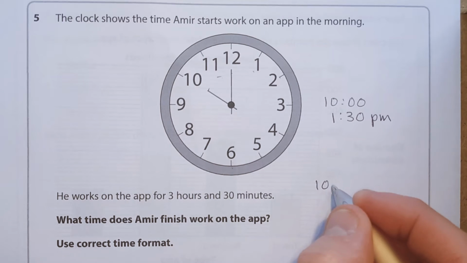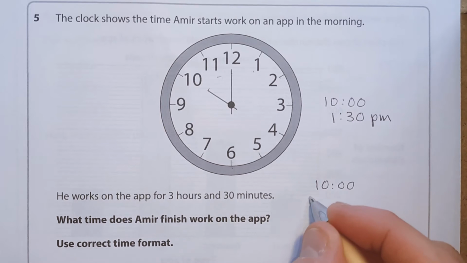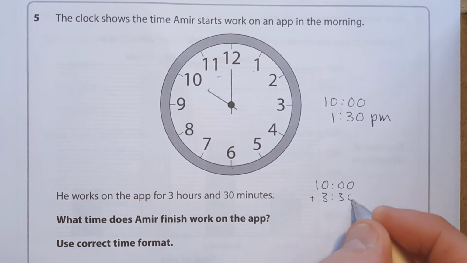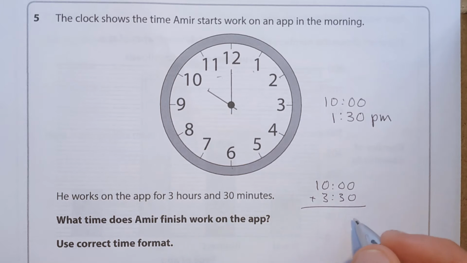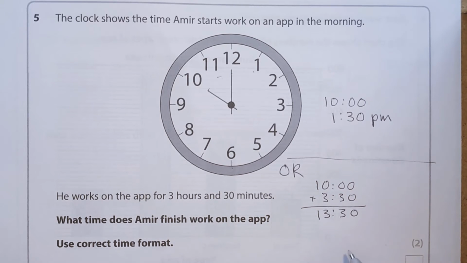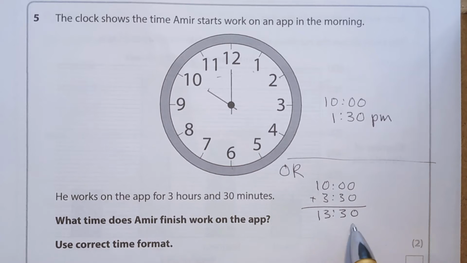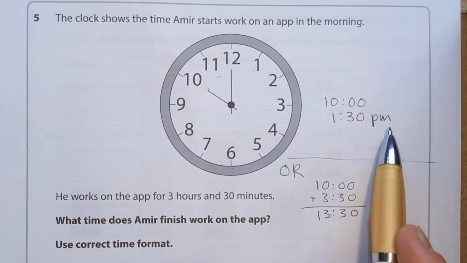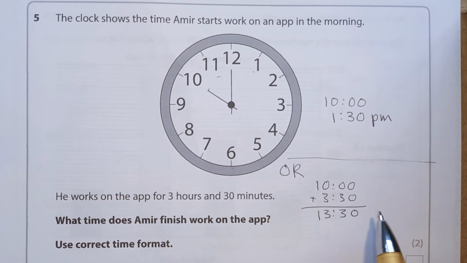Alternatively, if you did 10 and added on 3 hours 30, 0 plus 0 is 0, 0 plus 3 is 3, 1 plus nothing is 1. So I'm just going to do this as an or. This is a different way of doing it. This would also be correct because we've written it using the 24-hour clock. Just remember, if you do it in the 24-hour clock, you don't put AM or PM. Okay, so either answer would be fine.